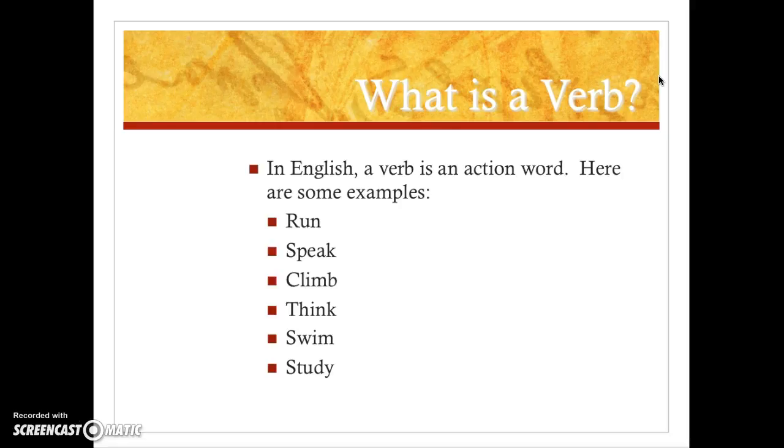So what is a verb? In English, a verb is an action word. Some examples are run, speak, climb, think, swim, study. Typically, we would say to run, to speak, to climb, to think, to swim, to study.